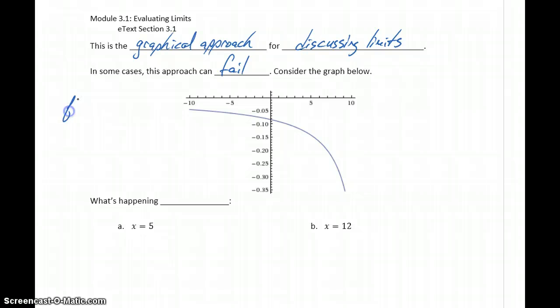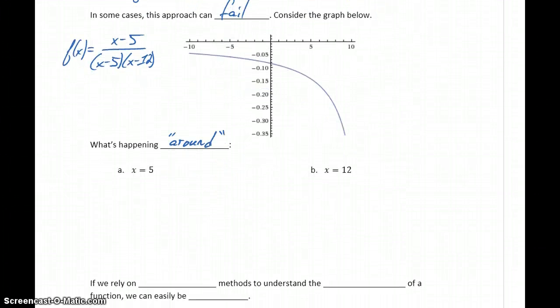So this graph below is the graph of the function f of x equals x minus 5 over x minus 5 times x minus 12. And again, we want to consider what's happening around the values x equals 5 and x equals 12.